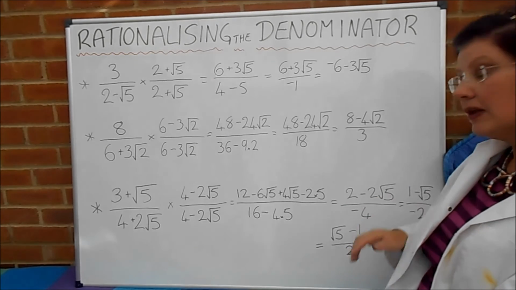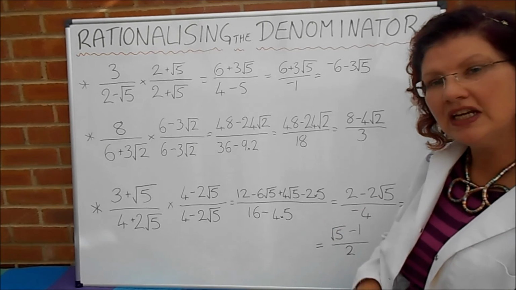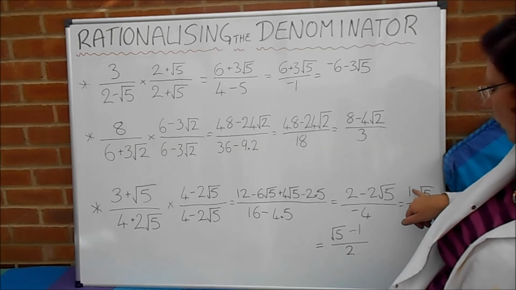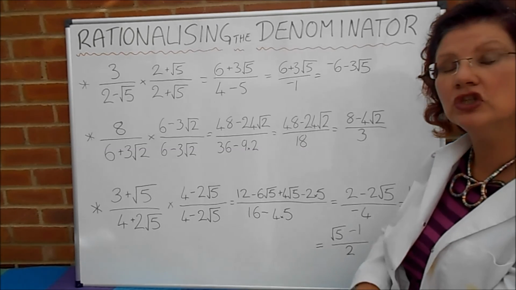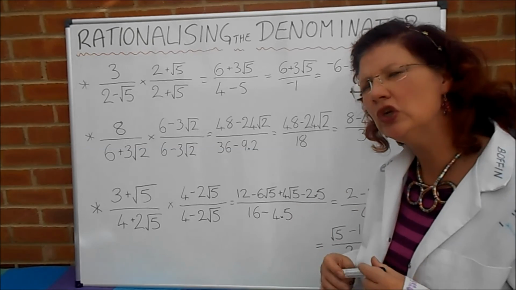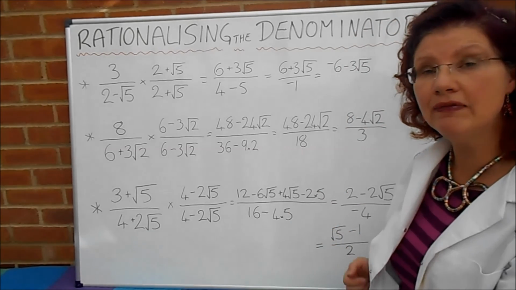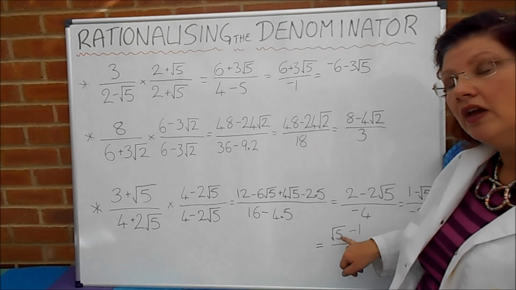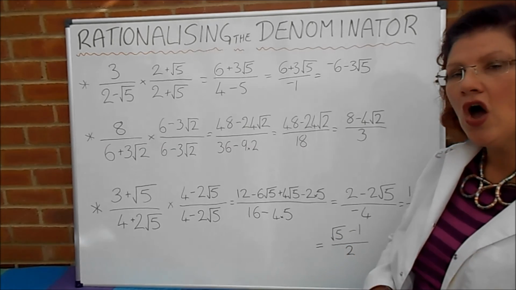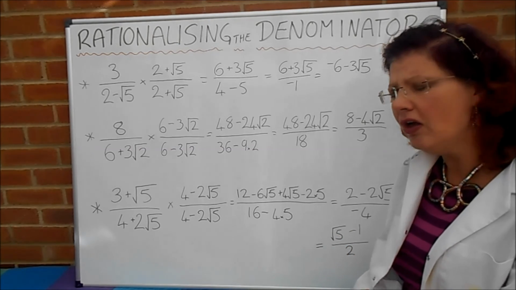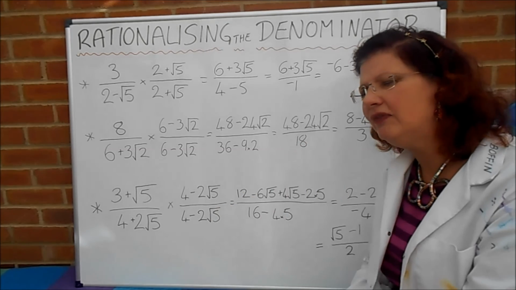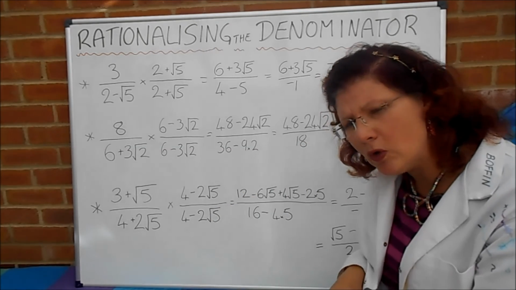Those, of course, all have a factor of 2 in them. So we can take a factor of 2 out, which leaves us with 1 minus root 5 over negative 2. Since it's over a negative 2 at the bottom, it would be nicer to have a positive number at the bottom. So just multiply everything through by negative 1, and we end up with root 5 minus 1 over 2. If you got that, wipe the sweat from your brow and give yourself a chocolate biscuit as a reward.